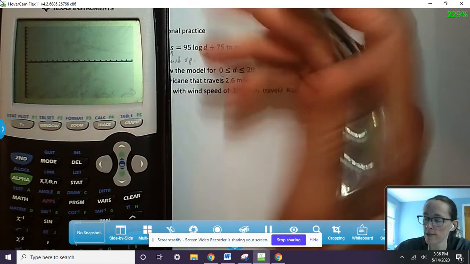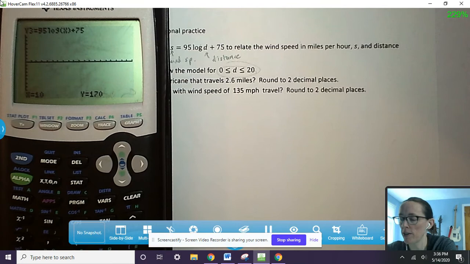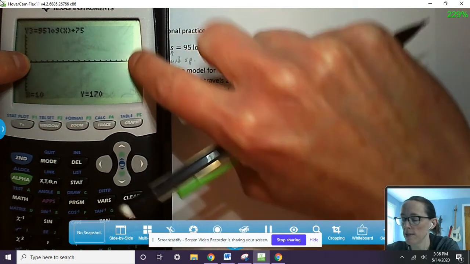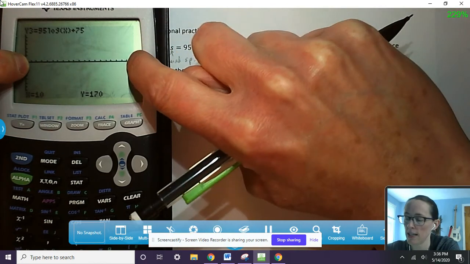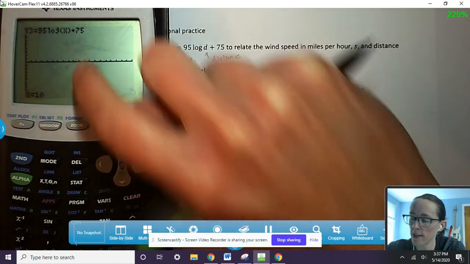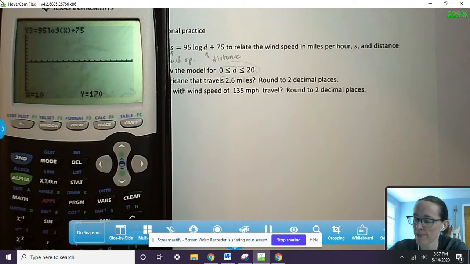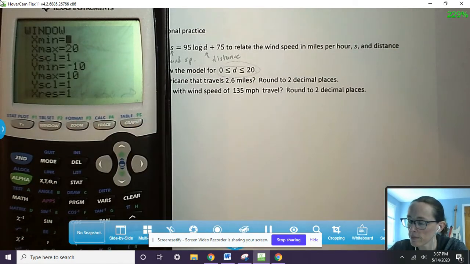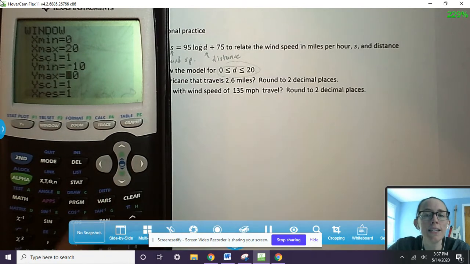I hit trace. If you hit trace, the calculator will give you whatever points in the middle. So since this is 0 and this is 20, it tells me that at 10, I'm up at 170. That's why we can't see the graph. So let's change our Y max. We need to go up to at least 170. So you pick here, you can try 170.